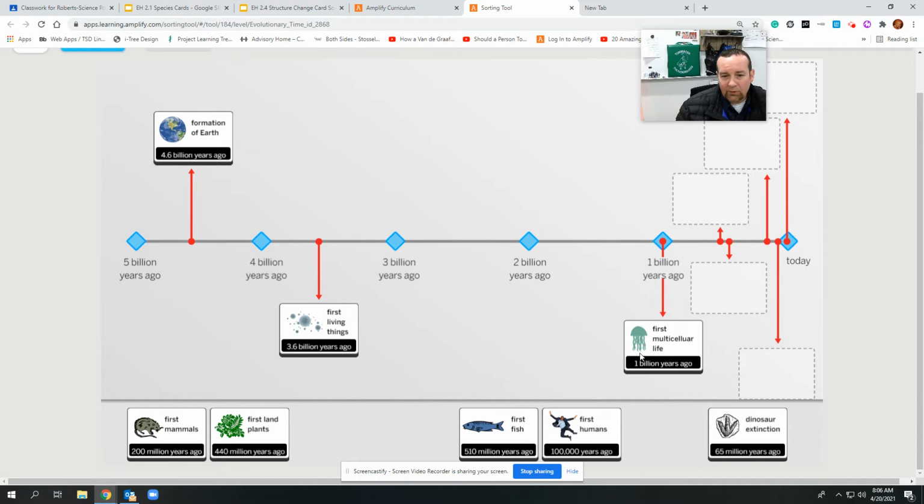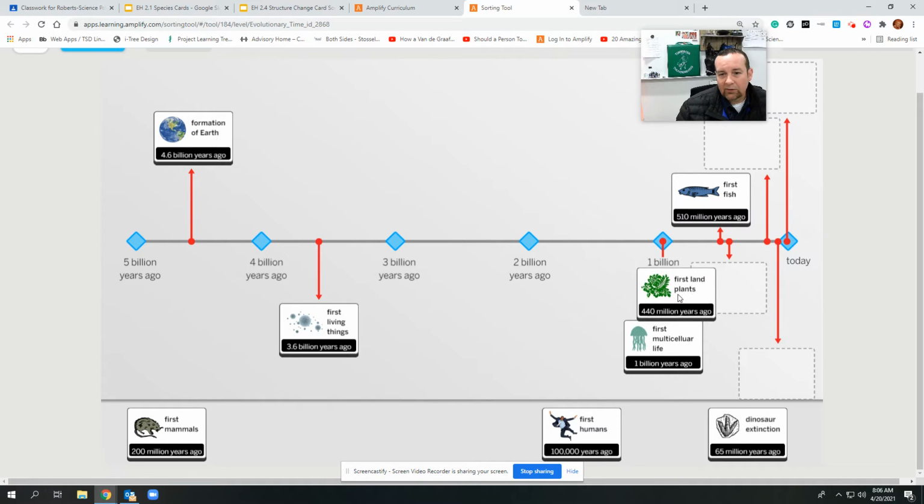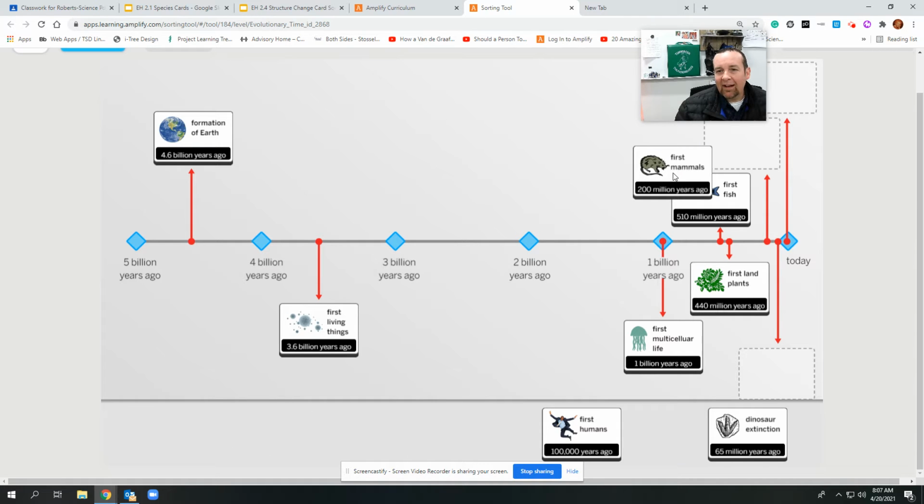It looks like we ran out of billions, so let's start looking for our millions. After our first multicellular life, we have our first fish about half a billion years later. And then first land plants about 70 million years after our first fish. We found evidence that there are plants on the planet. Then the first mammals appear 200 million years ago.